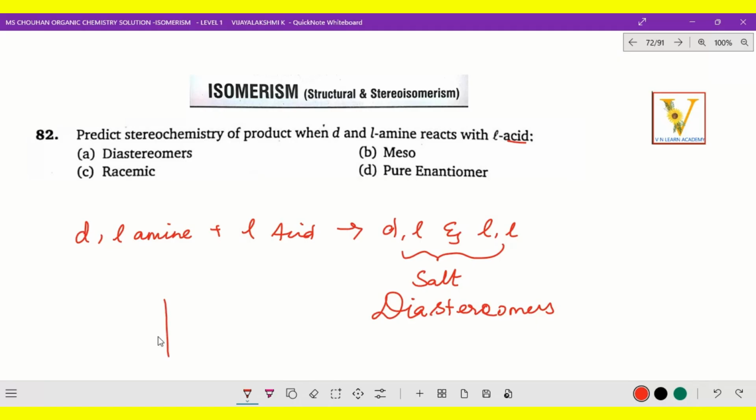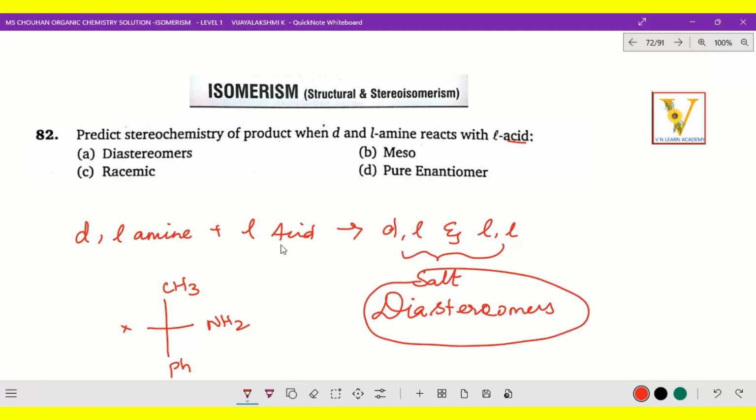Now for example here, this is CH3 and here Ph and here NH2 and here something. So D and L amine combined with L acid, you will get the diastereomers. So DL and LL. From here, one is the same, the other one is different. So in that way, this is diastereomers. I hope you got that clarity. Come on, let's go to the next question. So which is the correct option? Option A is the correct option.